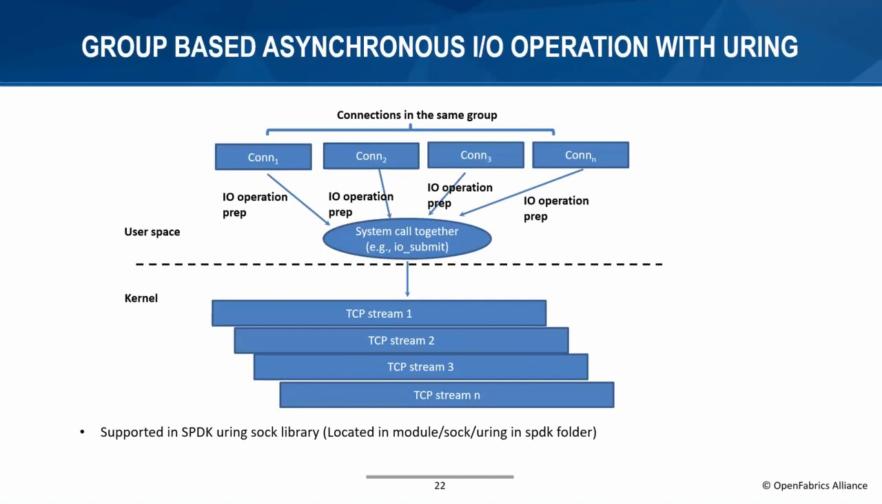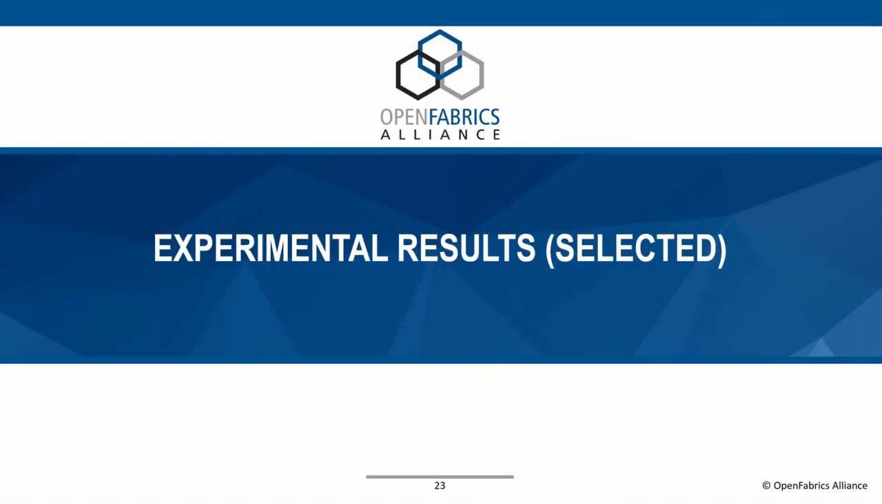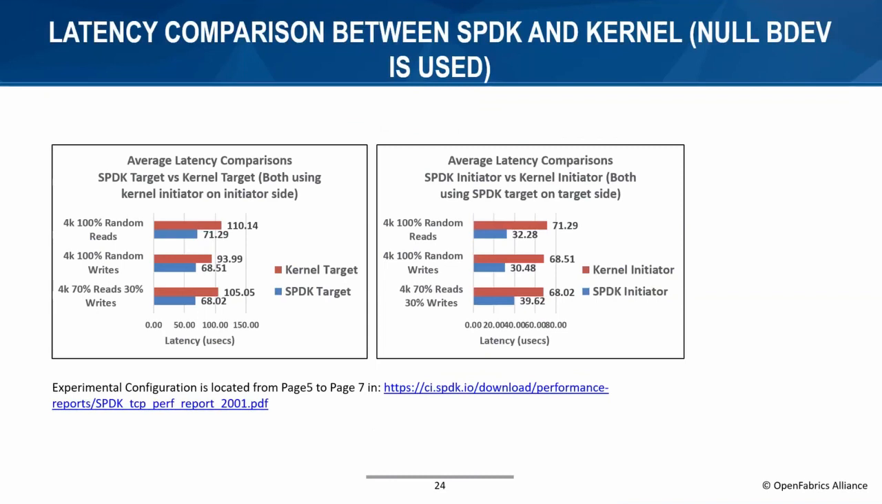So next page, please. Previously we talked about some design, and in this part we will share some performance results. Next page, please. This page just shows the latency comparison between SPDK and the kernel solution with the non-BDEV, with the queue depth equal to 1. And you can view this report from SPDK's website. Currently, the report version is 20.01, and we will have the new performance report soon.